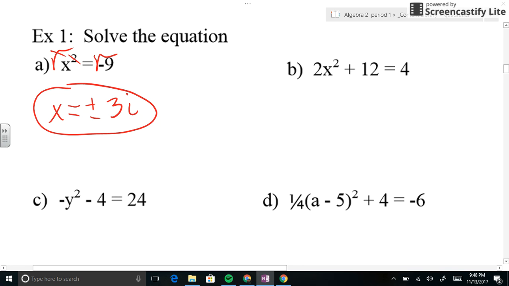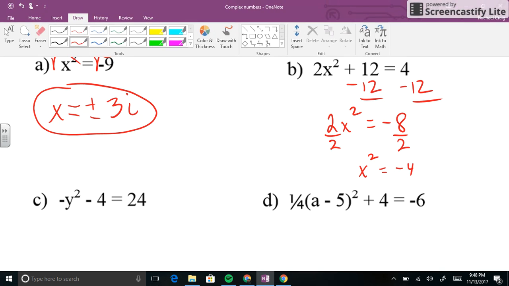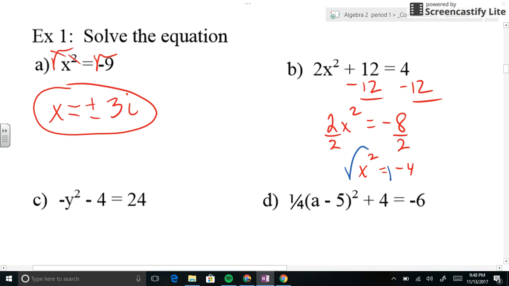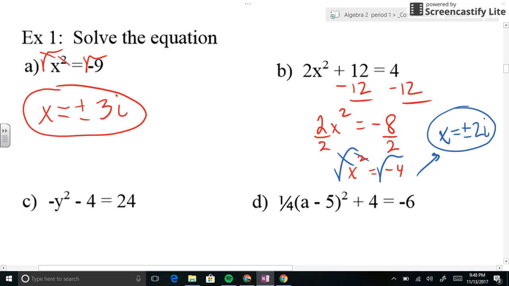We look at letter B. We must first subtract 12 from both sides, and we would get 2x squared equals -8. Then we would divide by 2, and we would get x squared equals -4. And then we take the square root, to get rid of the square. The square and the square root will cancel out, and we will get x equals plus or minus, because we took the square root. Square root of 4 is 2. Square root of a negative is i. So x equals plus or minus 2i.